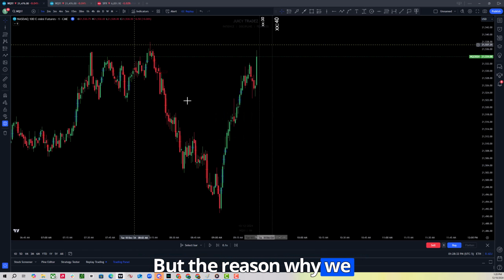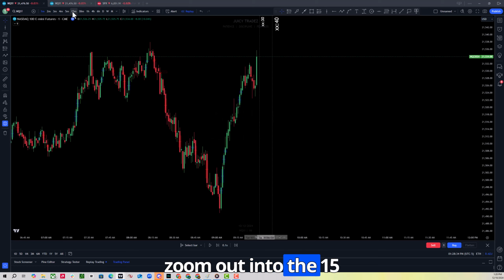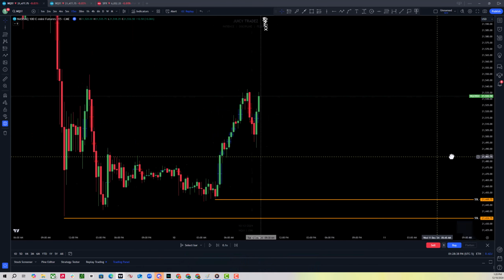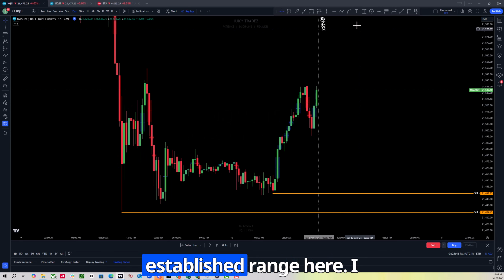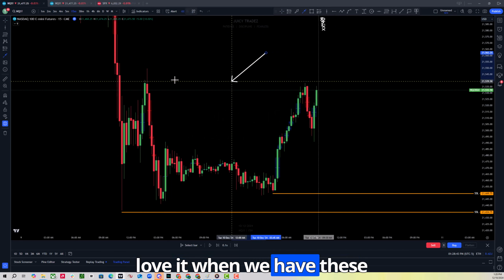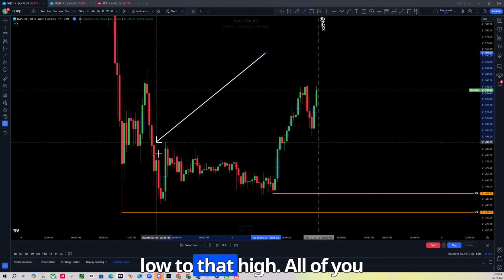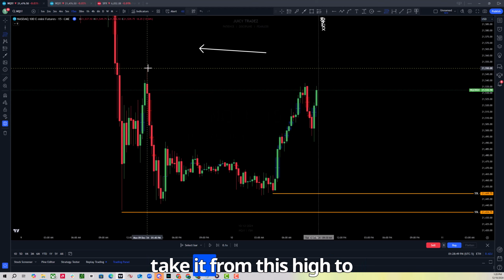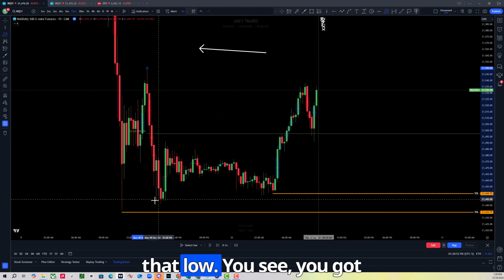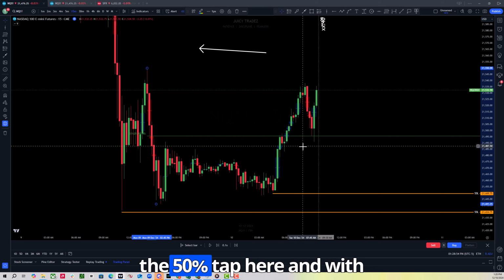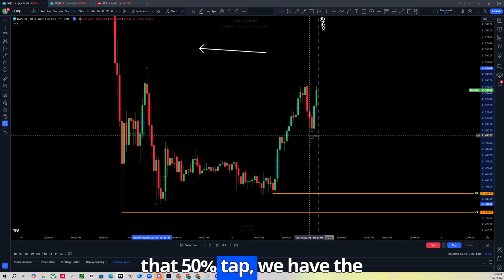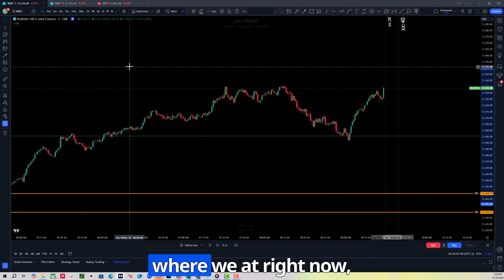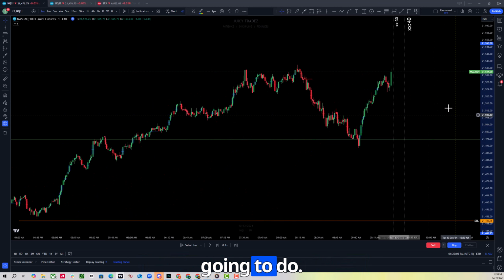But the reason why we were bullish overall, if you zoom out here to the 15-minute chart, zoom down here a little bit, you see we have this very established range here. I love it when we have these type of ranges from this low to that high. If you were to take a fib level from this high to that low, you see you got the 50% tap here. And with that 50% tap, we have the possibility of us coming back to get that high. With that being said, looking at where we're at right now, let's see what price is going to do.